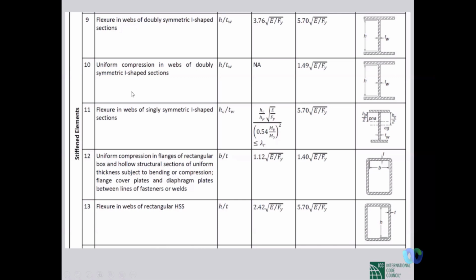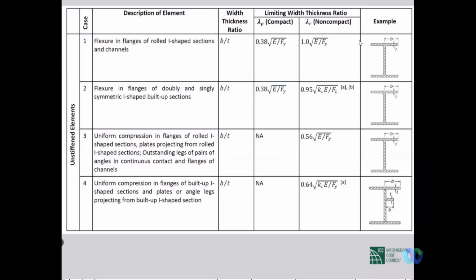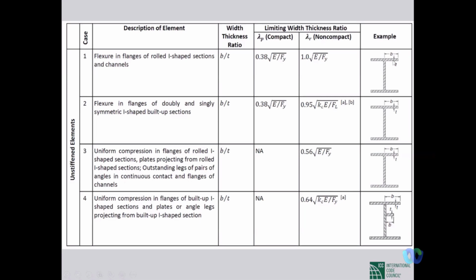So I hope you'll remember this, and that will not cause any problem for you. But this is obvious. You can understand which one is stiffened and which one is not stiffened. For example, the web of item number 9 is supported by the two flanges on two edges. So this is stiffened. But in item number 1, the flange is supported only along the edge with the web, so supported only on one edge. So this is an unstiffened element. This shouldn't cause any big problem for you.